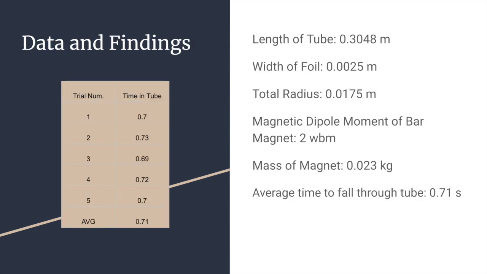So some of my data and findings. As you can see, the length, width, and radius of the tube are all at the top on the right. Using the magnetic dipole moment of the bar magnet from Lab 3, which was about 2, and then the mass of the magnet, which is about 0.023 kilograms, which we'll need to make some calculations later. But after doing 5 trials, I found an average time in tube to be 0.71 seconds. So let's see what the simulation said.